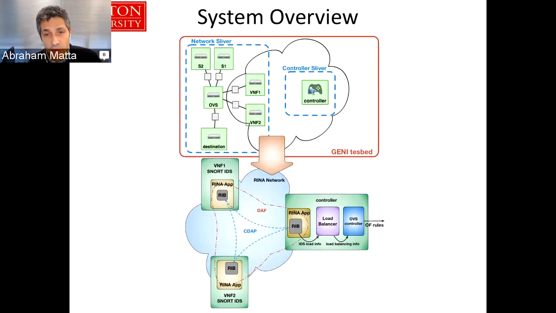How do we do that? You can see here the green boxes are virtual machines. We have a controller. We have the switch. We have source hosts. We have a destination. We have host virtual machines where we are running instances of the virtual network function.